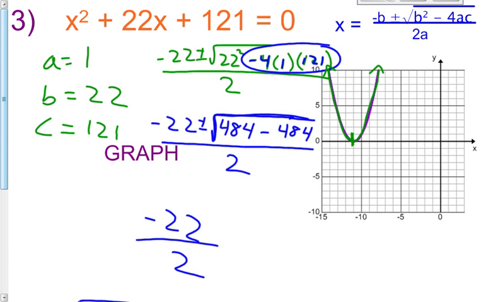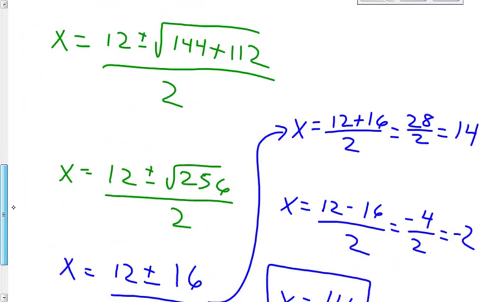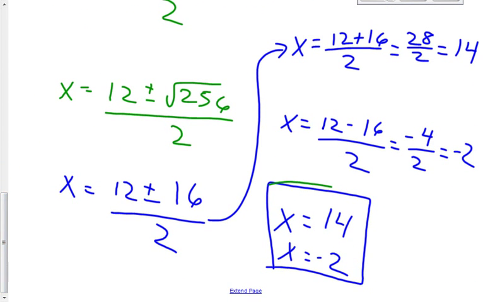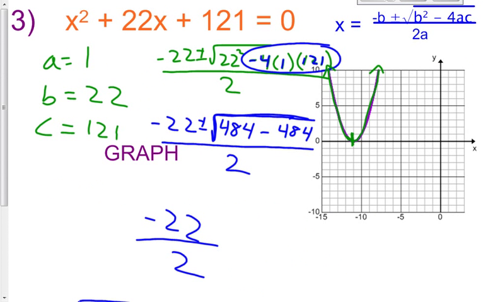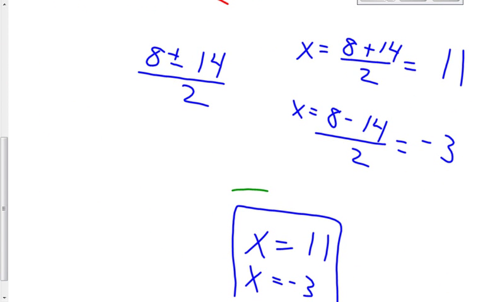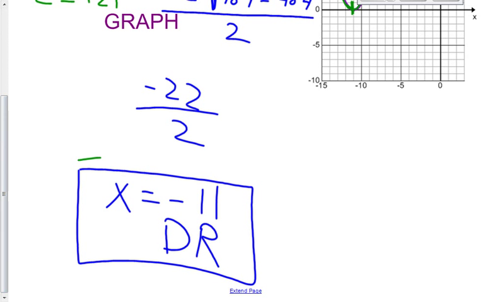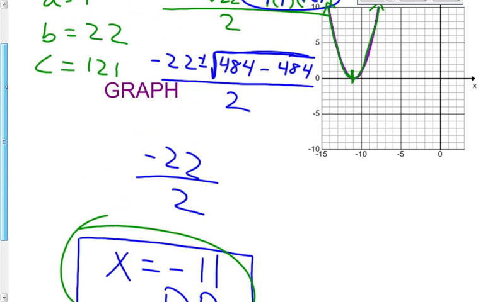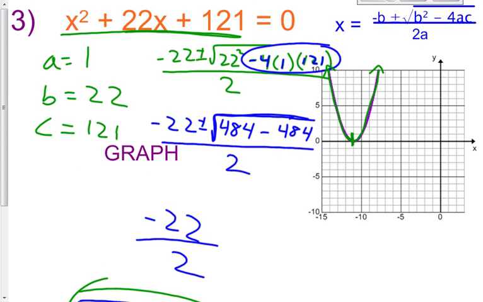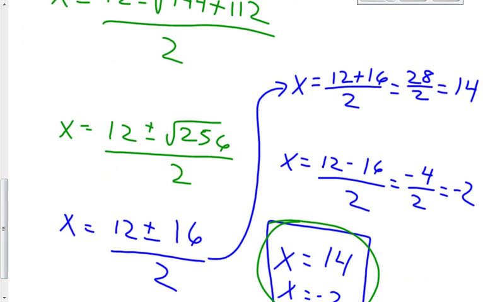All right. The first three, problem 1, problem 2, problem 3, whenever you get a rational answer, those are integers, and integers are rational. Or if you were to get a fraction, you can get fractions in the quadratic formula as well. Whenever you get those for answers, it means that the equation can be factored. If you look at number 1, x squared minus 12x minus 28.